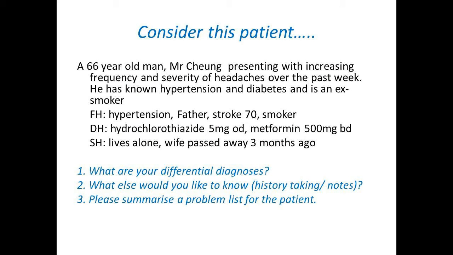So I want you to take a look at this case. A 66-year-old man, Mr. Jung, presents with an increasing frequency and severity of headaches over the past week. He has known hypertension and diabetes and is an ex-smoker. Family history of hypertension. His father had a stroke at the age of 70, but was a smoker. He's currently on hydrochlorothiazide, a diuretic, and metformin. He lives alone. His wife passed away 3 months ago.